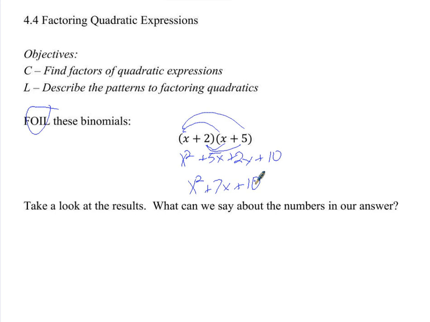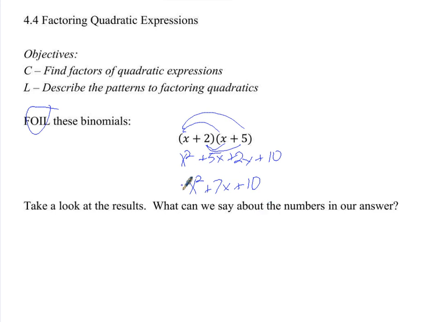Now, the question is, take a look at the answer that we got. What can we say about the numbers in our answer? Where did those come from? How did we get this 7 and this 10 from our original problem? What about the 2 and the 5? Yeah, to get this one right here, 2 plus 5 is 7. To get this one right here, 2 times 5 is 10. And that pattern repeats itself when you're trying to go backwards.